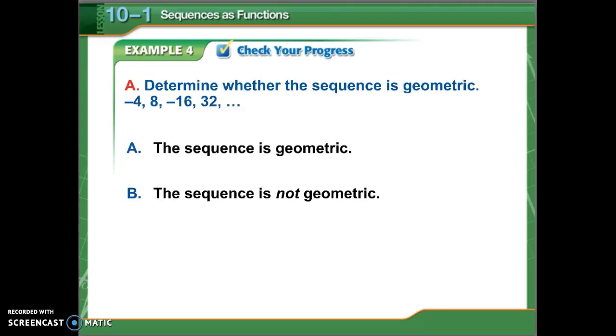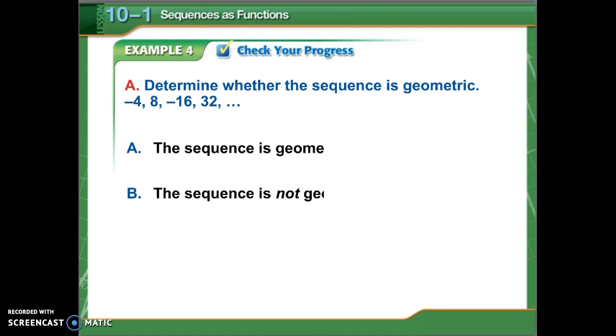We've got a couple check your progress items. Go ahead and pause the video, read through the problem, and find your answer. For this problem, the sequence is geometric. You should have found that it has a common ratio. The common ratio here would have been -2, 8 divided by -4, -16 divided by 8, etc. They all give you -2.